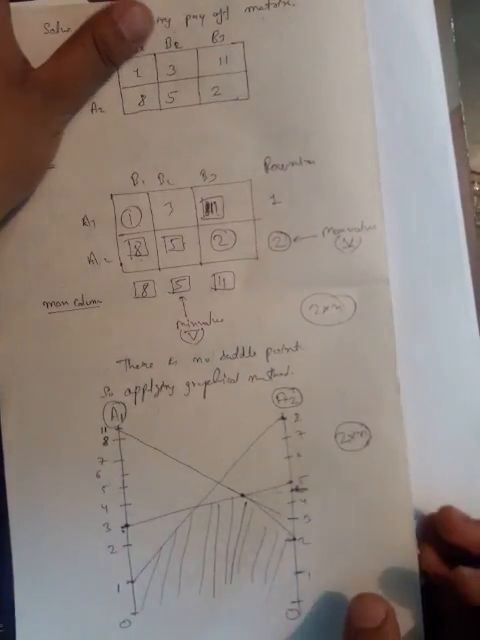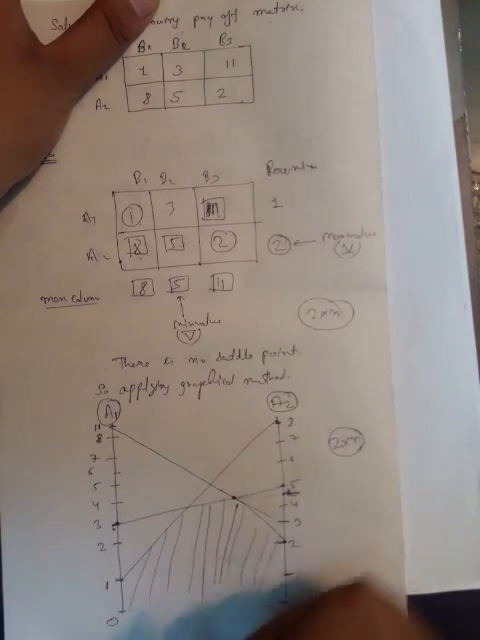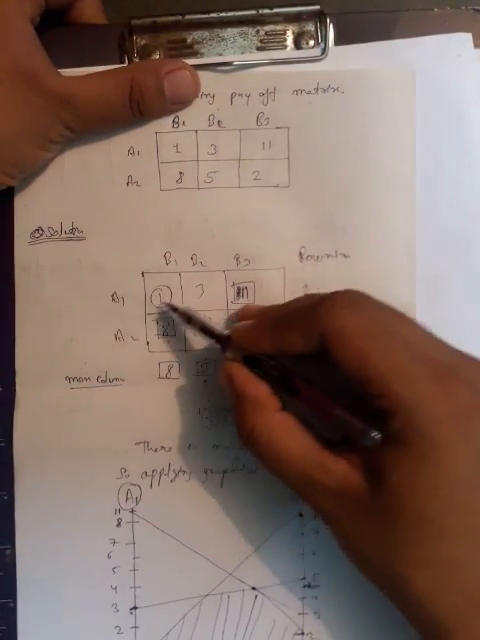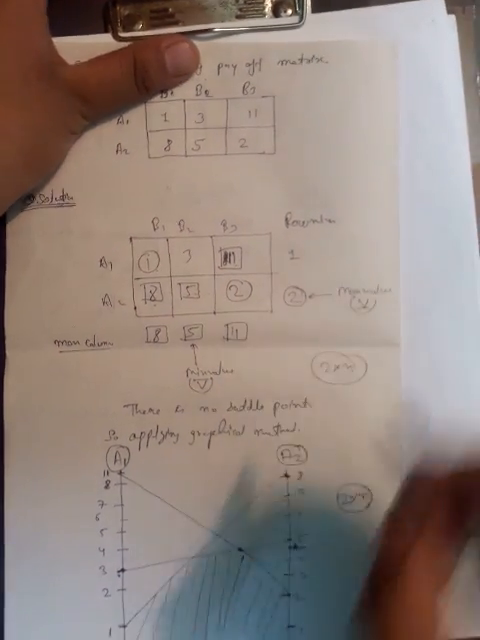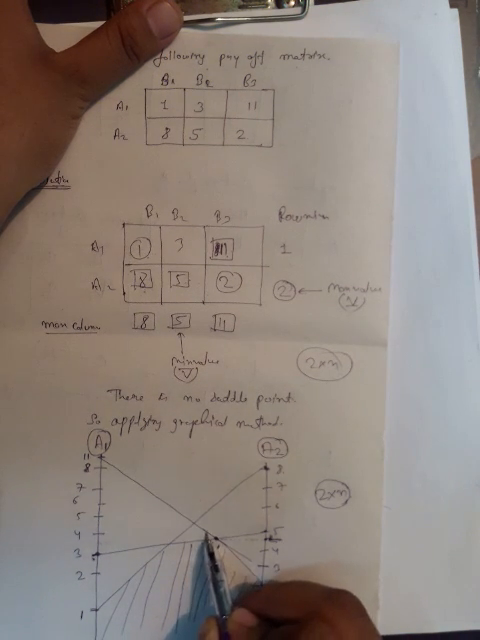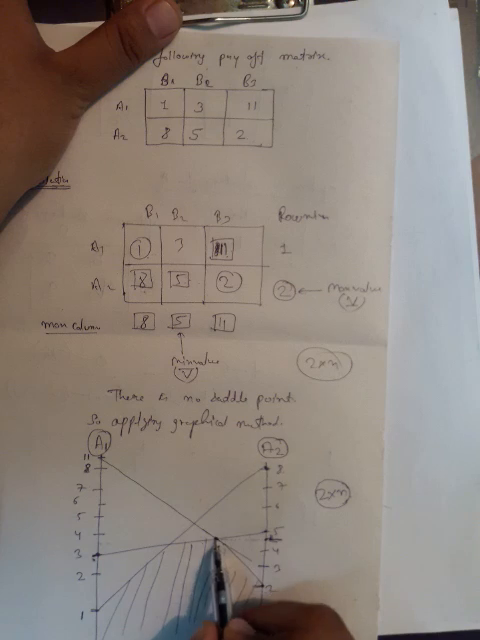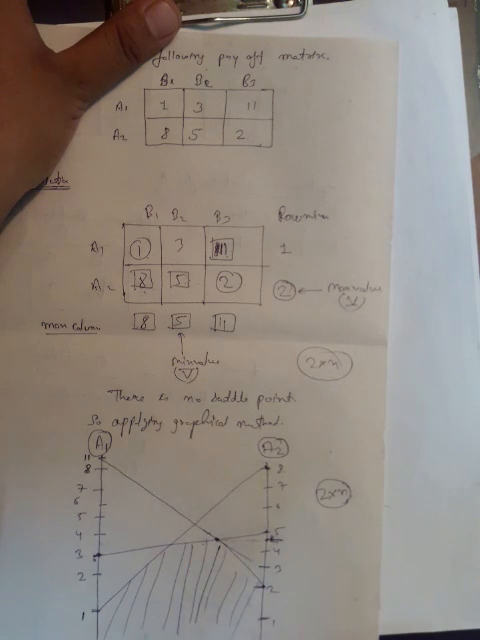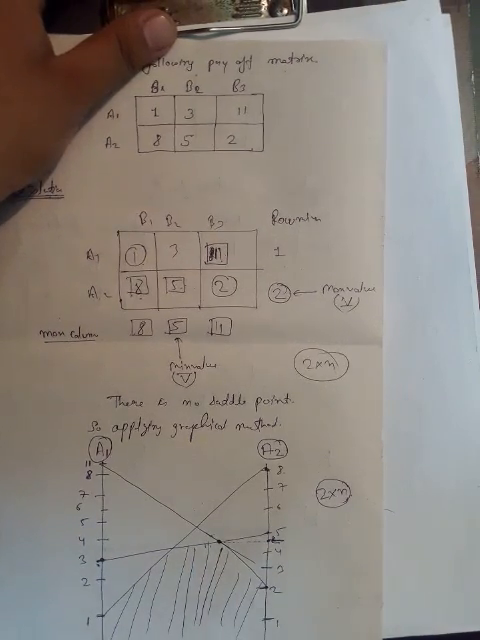So with the help of this graphical method, we are going to reduce this given 2 into 3 matrix into 2 into 2 form. How will we convert that? Since we got the peak value by the intersection of two lines, now we will make a matrix which has these two lines' values. So let's see how to make that.